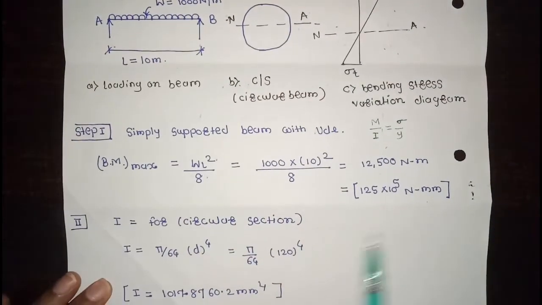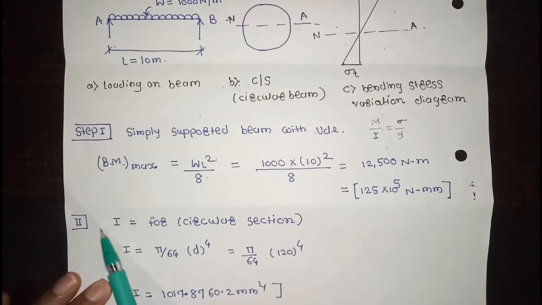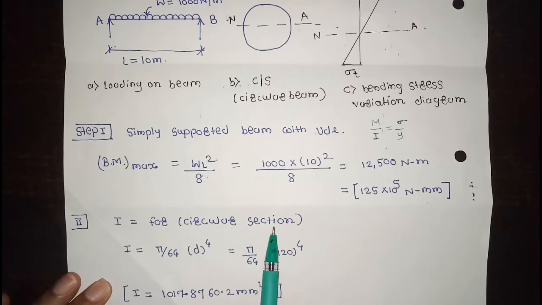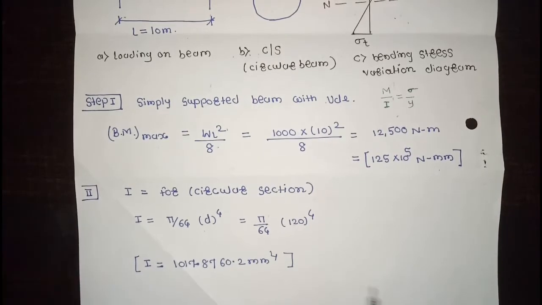So second step, calculate the moment of inertia for circular section. What is the formula for moment of inertia for a circular section? I is equal to pi by 64 into d raised to 4. Put the value of d, pi by 64 into 120 raised to 4. Then we get this answer, I is equal to 10178760.2 mm raised to 4.